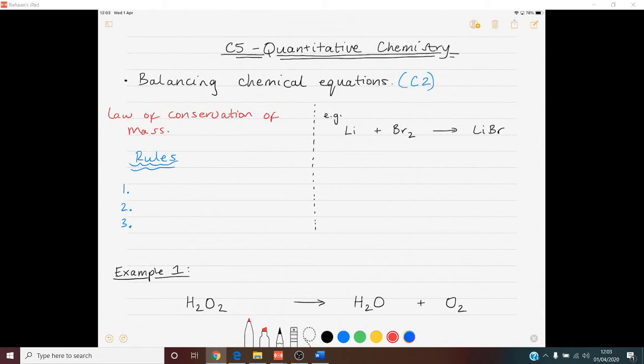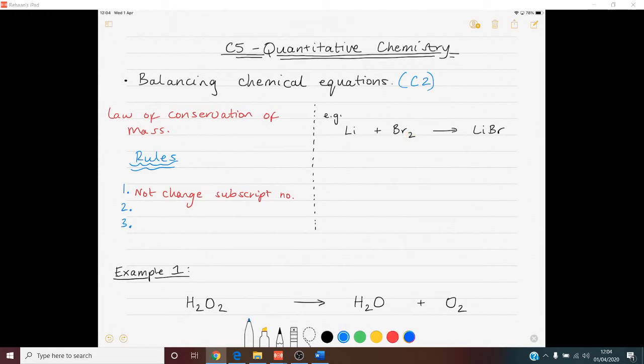So the first rule is you must not change any subscript numbers. What I mean by subscript numbers are the small numbers you often find in equations which are down slightly lower than normal. The reason is that by changing that number, for example if I change Br2 to Br3, I'm actually changing the entire molecule, the compound. It's no longer the same chemical. So that's something we're not allowed to do at all.